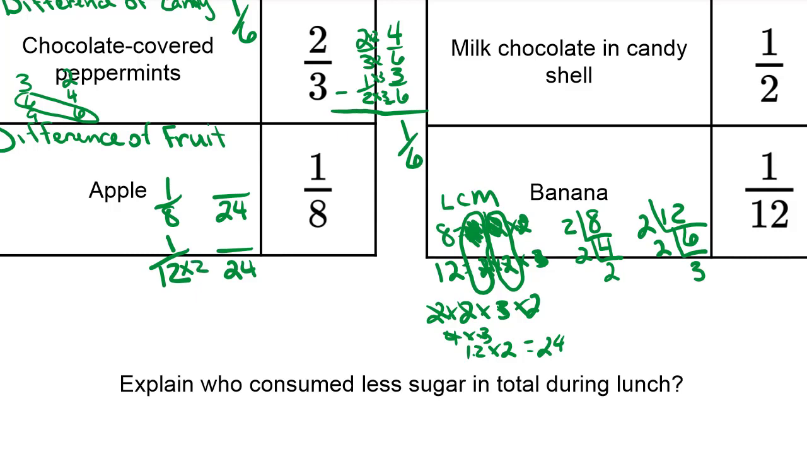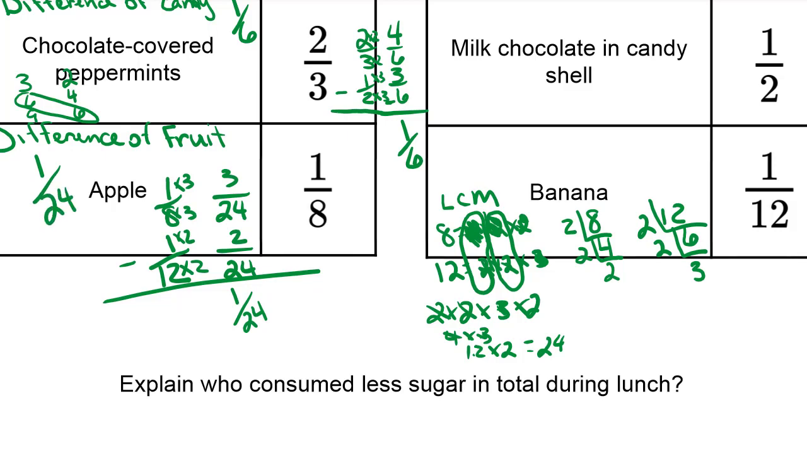Yeah, 12 times 2 is 24. So if I multiplied by 2 here, I'm going to multiply by 2 here. 1 times 2 is 2. 8 times 3 gave me that 24, so I'm going to say 1 times 3 is 3. And again, remember, I'm doing difference, so I am subtracting. 3 minus 2 is 1. And it is still the same denominator. My denominator never changes in addition and subtraction. So the difference of the sugar in the fruit is 1/24.